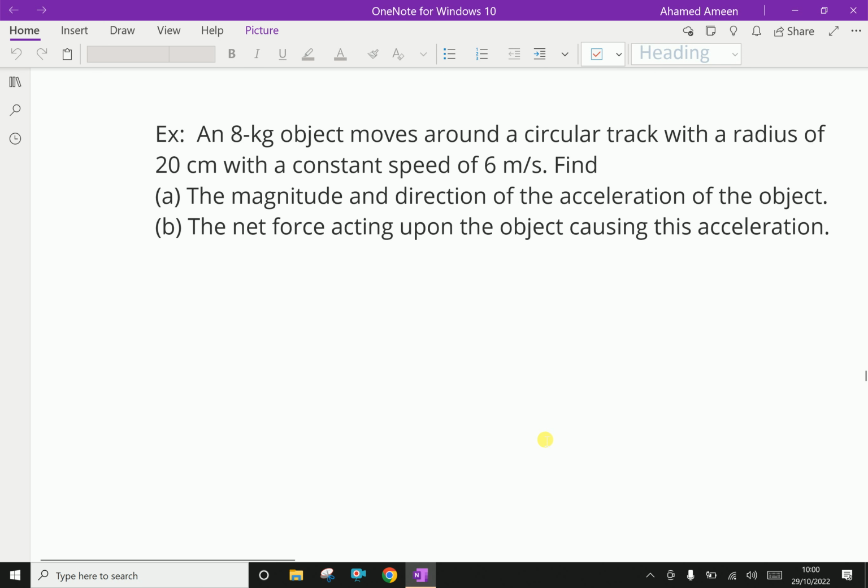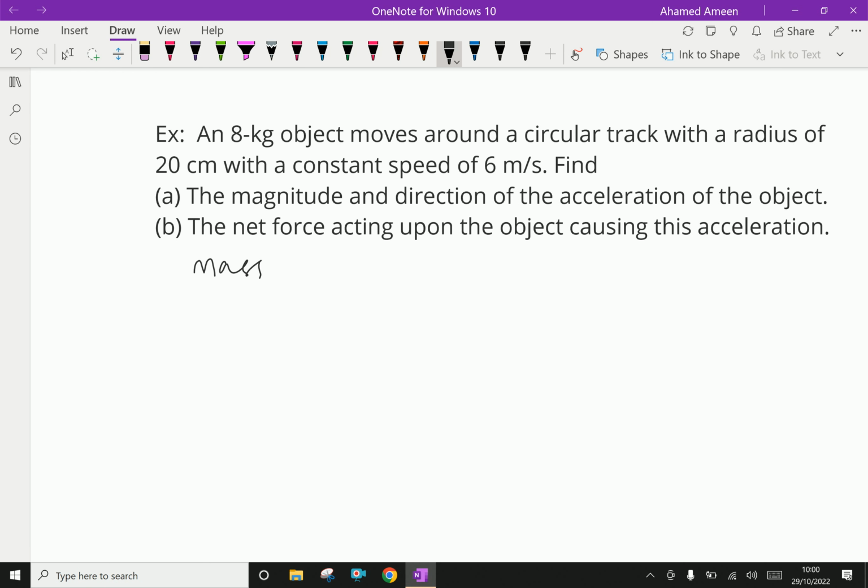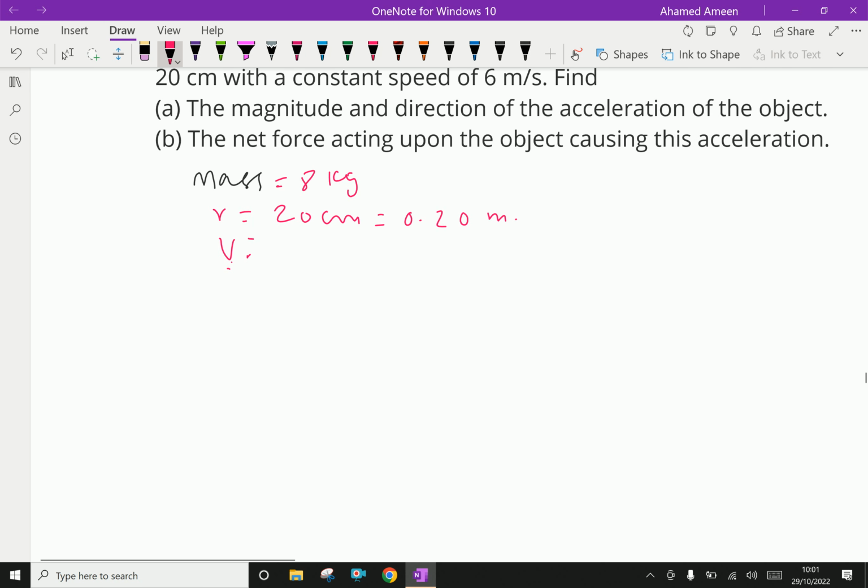Here, the given things first. Mass m equal 8 kg. And a circular trough with the radius r equal 20 centimeter, which is equal 0.20 meter, converting to meter, and velocity v equal 6 meter per second.